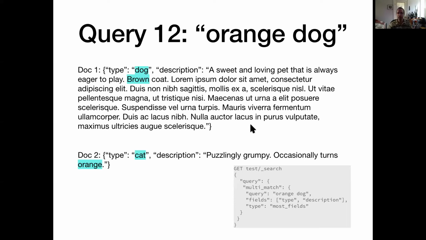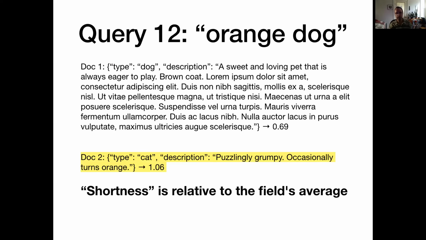So we have one guess for document 1. Now that guess conforms to the lesson that we learned originally, which is that matches in shorter fields are better. But there's a qualification to that lesson, which is that shortness is relative to the average length of the field. Okay, so shortness is not absolute. It's relative to what else is in that field across all the documents in the index.